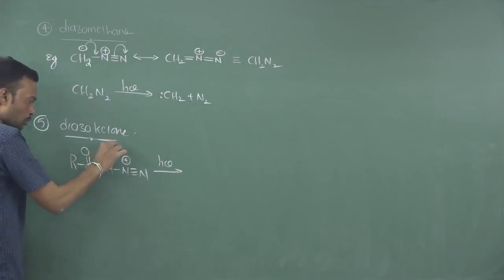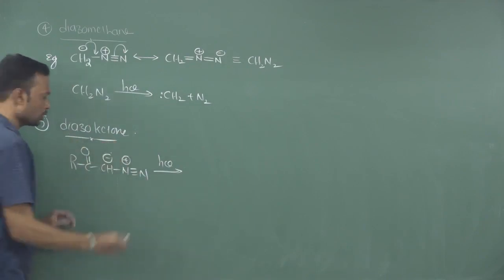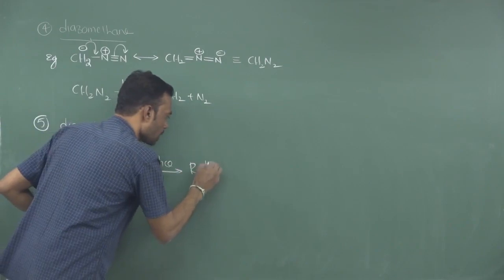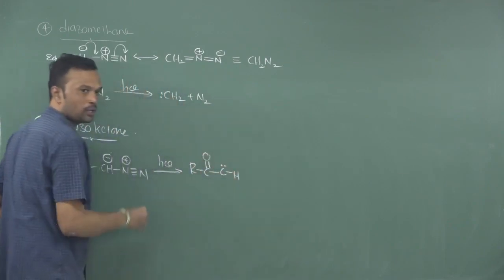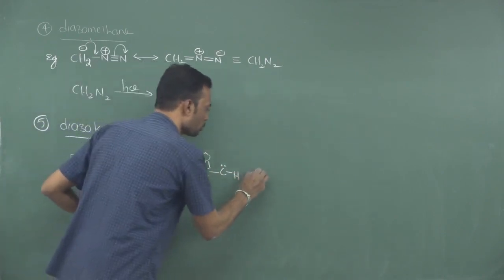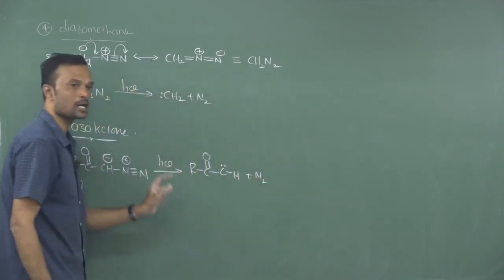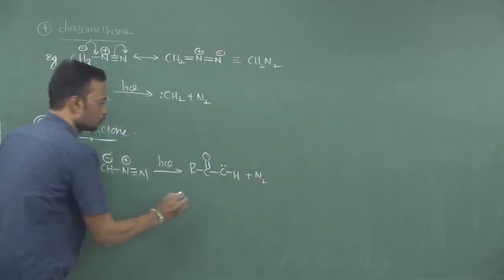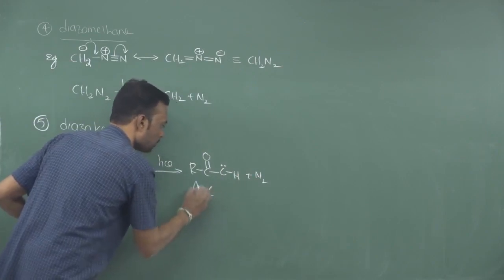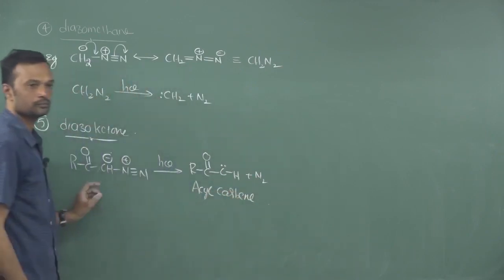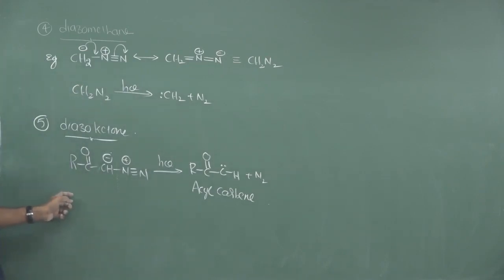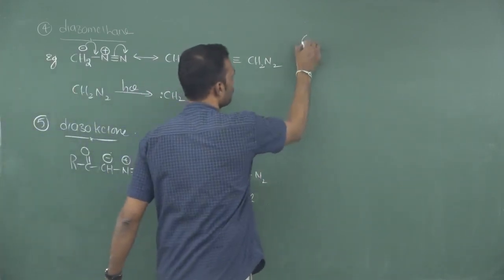Now what happens? N2 is removed. When N2 is removed, RC double bond O, now how many lone pairs does carbon carry here? One lone pair of electrons, or two independent electrons. What is removed? There is a loss of N2. This is called acyl carbene. This is an acyl group attached to carbene. Say, acyl carbene. Okay, this is called acyl carbene.